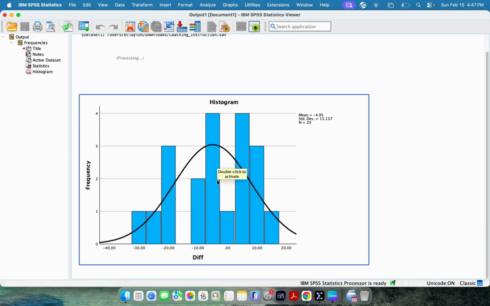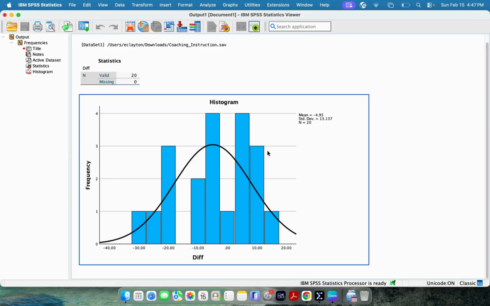So we're going to take a look at this chart. I see here this chart does not really look normally distributed, but for the sake of the assignment, we're going to keep on.